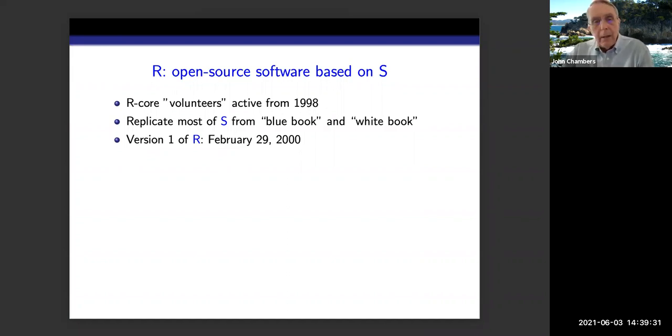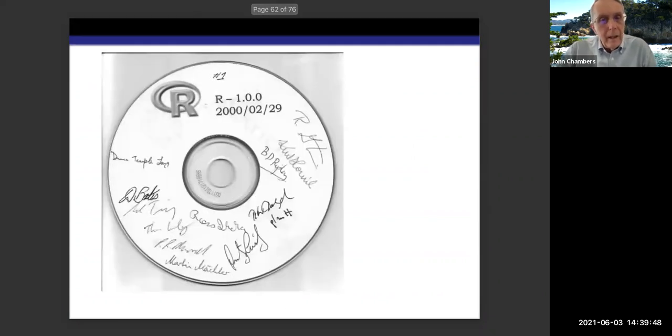At that time, of course, R was being distributed on the web, even 20 years ago. But there was also a small run of specialized compact disks produced. A strictly limited edition, of which I was very gratified to get number one. And here it is. It's the contents of version 1.0 of R, autographed by, as I count them, 13 members of the R Core group at this time. So this was it. This was R.